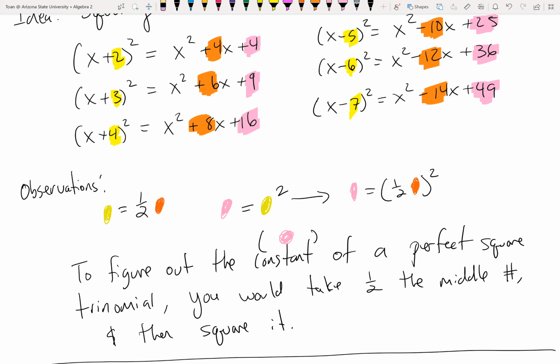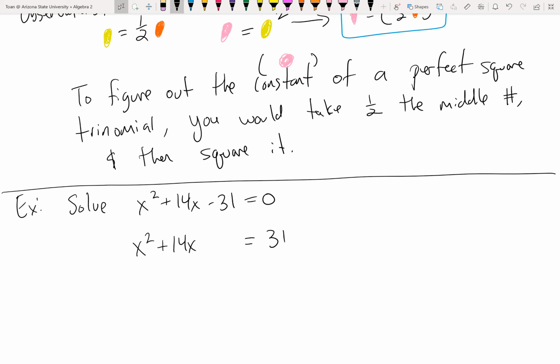Well, how can I do that? The pink number is just half of the red number squared, and the red number was the middle guy. So, what is this magical number? Here's some scratch work. You want to take the middle number, which is 14, take half of it, and then square it. So 14 divided by 2 is 7. 7 squared is 49. So this 49 is what you're going to add.